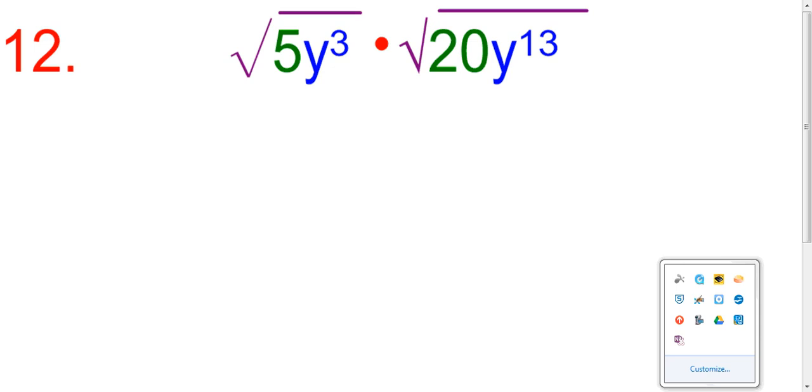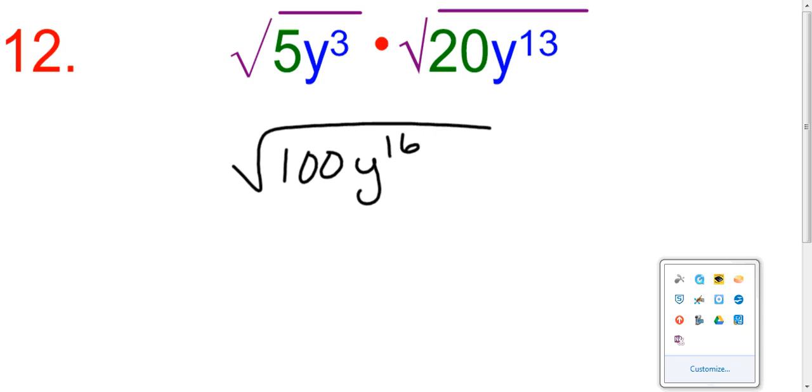And then here again, I will simplify these first. So I will multiply the coefficients that are out in front first. So the 5 times the 20 is 100. And then with the y's, I will add the exponents so that I have y to the 16th.